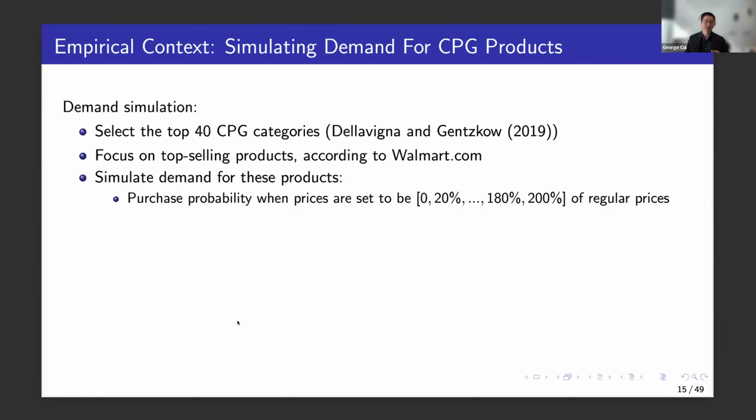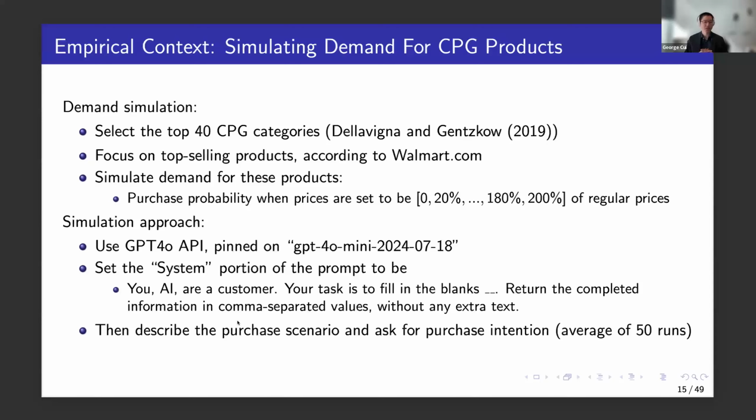The simulation approach that we're using is similar to the between-subject blinded design that we discussed before. In this exercise, we used GPT-4o mini, pinned to the July 18th, 2024 version to help reproducibility. We set the system portion of the prompt to be: you, AI, are a customer. Your task is to fill in the blanks and return the completed information in comma-separated values without any extra text. The latter part is just to ensure that the format can be easily processed. Then we describe the purchase scenario and ask for purchase intention. We set the temperature to 1 and replicate 50 times, then take the average to calculate the average purchase probability for all the products at any given price. So this is the setup for our simulation exercise.